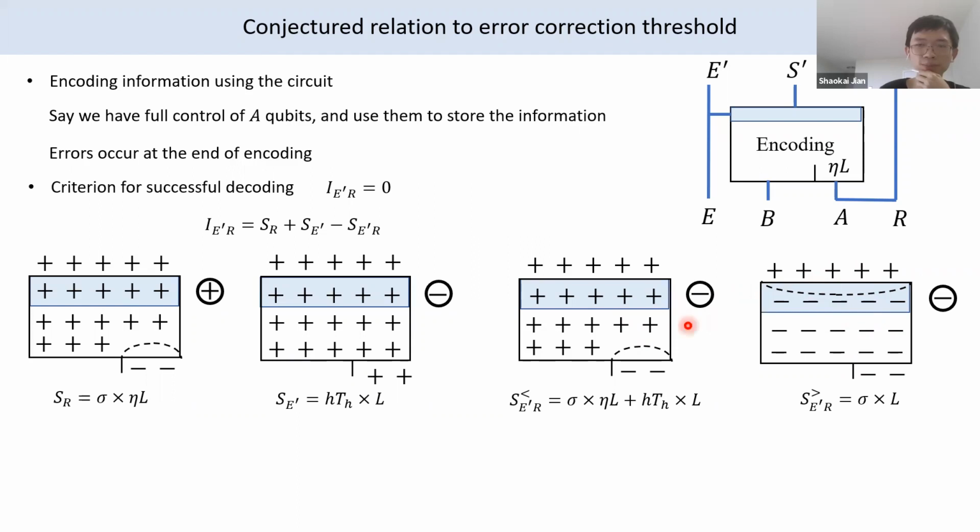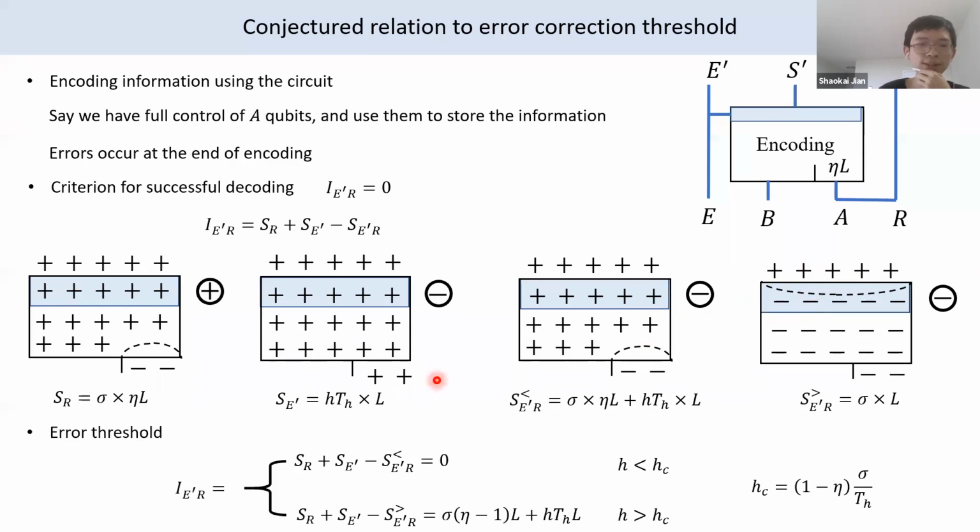So the competition between these two configurations results in an error threshold. If the magnetic field is small enough, the first configuration wins, and the mutual information is 0. So we can safely decouple the system from the environment and then decode the information in the system. However, if the magnetic field is large enough, there is a pinning transition, as we saw before, and the mutual information is now finite. So this signals an error correction transition.